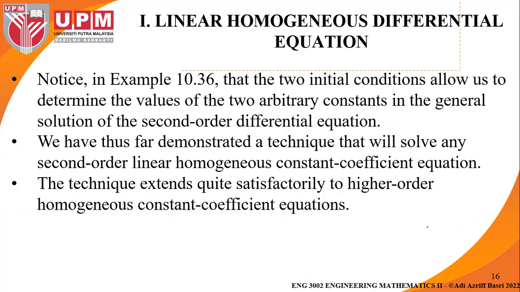So if you notice in example 10.36 here, the two initial conditions allow us to determine the value of the two arbitrary constants. We have the conditions x equal to 1 and the derivative equal to a number. So those conditions help us to find the two arbitrary constants in the general solution of the second order equation. We have thus demonstrated the technique that will solve any second order linear equation. The technique extends quite satisfactorily to higher order. As I mentioned, in these questions, not only the general solution or the root, you need to solve for the arbitrary constants A or B and the rest.